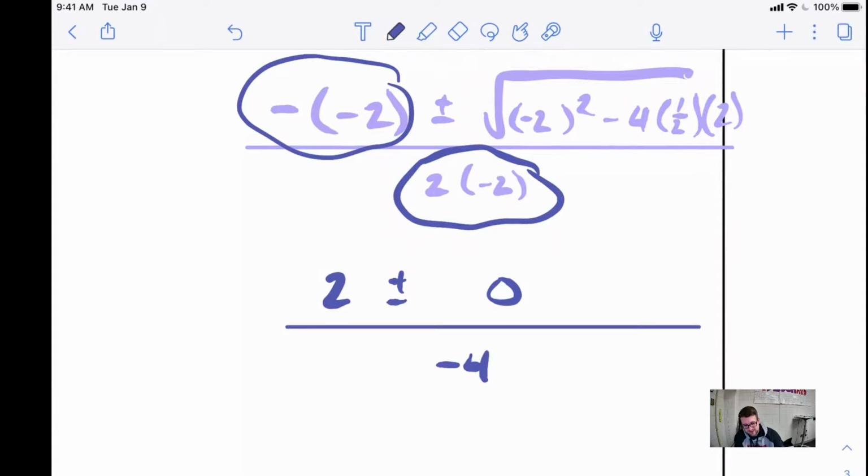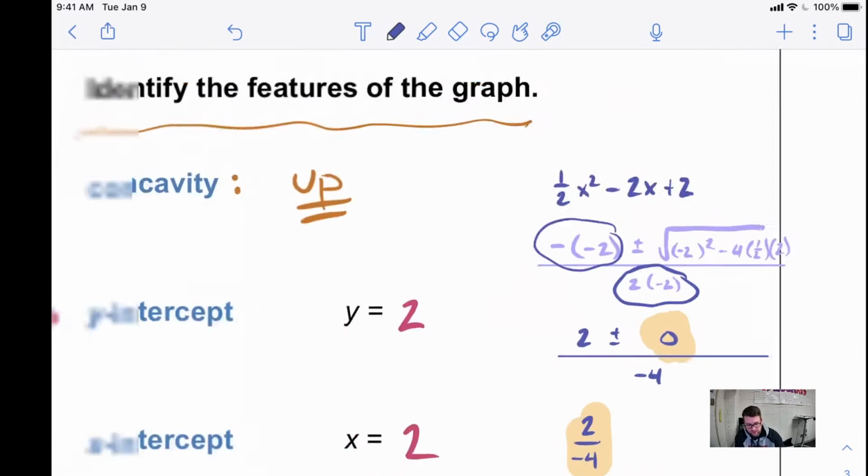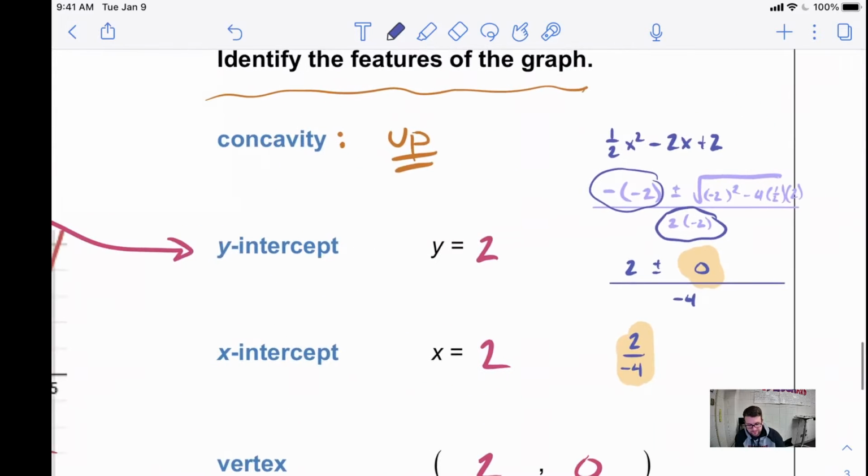We're left with our two situations. 2 plus 0, which is 2, divided by a -4, or 2 minus 0, which is still 2, divided by a -4. Now, one thing that's kind of unique is that when that's a 0, notice how both of these end up being the same. So there's no need to do this twice. We can just get rid of those and keep moving along. Now, the x-intercept is 2.